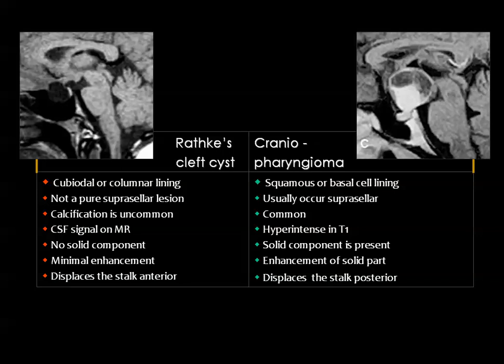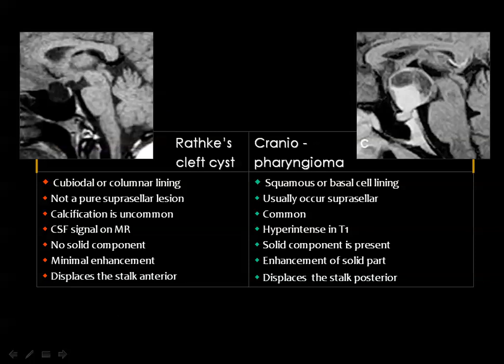Then you remember the Rathke cleft cyst, which is a congenital lesion arising from the remnants of the craniopharyngeal duct, and this cyst is predominantly inside the sella. The cyst does not show calcium, and it has no solid component, and usually shows no enhancement, and if any, there is minimal enhancement of the wall.